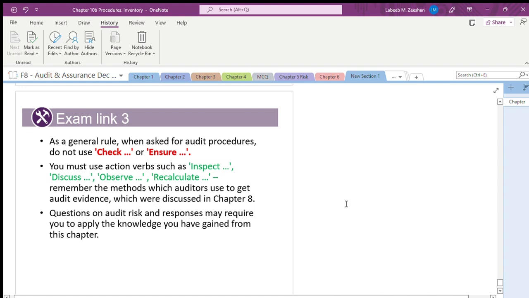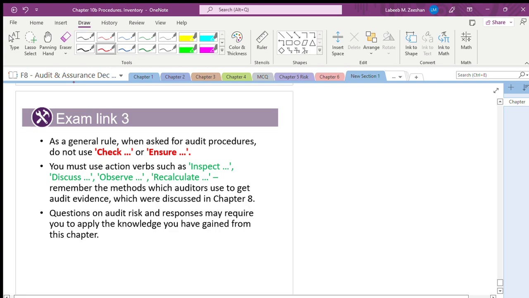There are many. By the next few lectures, 10, 11 and 12, they will give you only how you have to approach the examination. You should not use check, you should not use ensure. You have to say discuss, you have to say observe, you have to say recalculate. This is the same thing we have done in non-current assets. We are talking in terms of questions on audit risk, and responses may require the knowledge you have gained from this chapter.